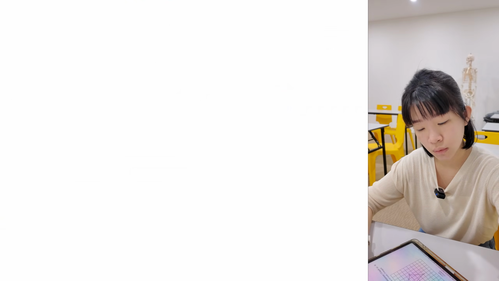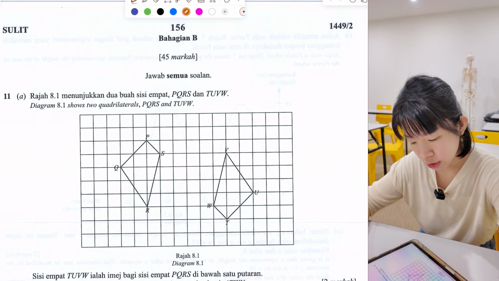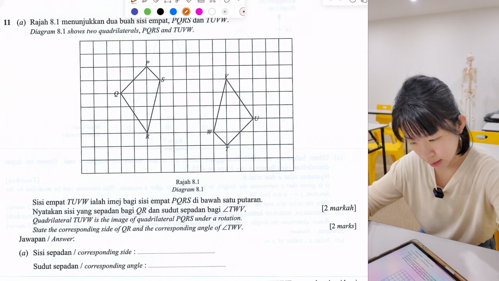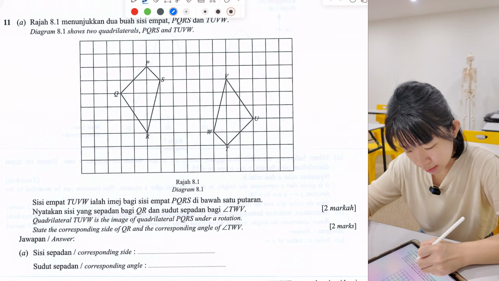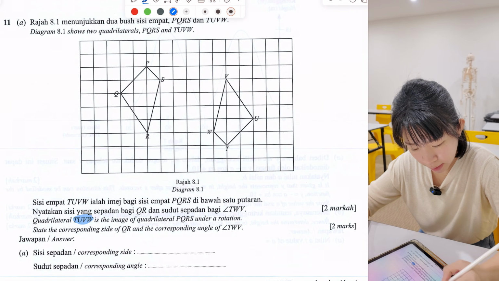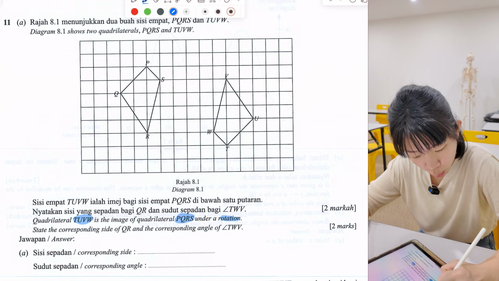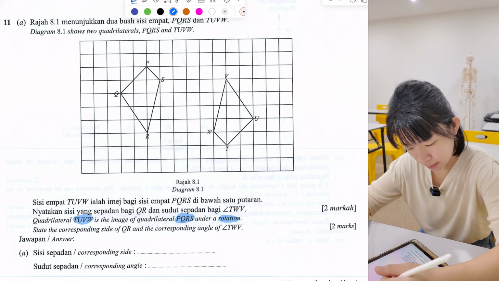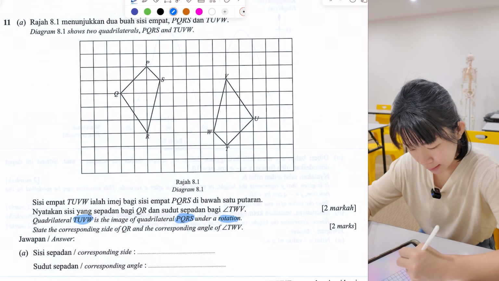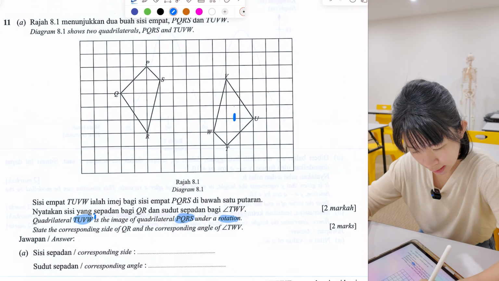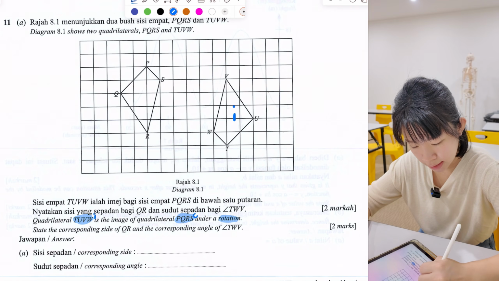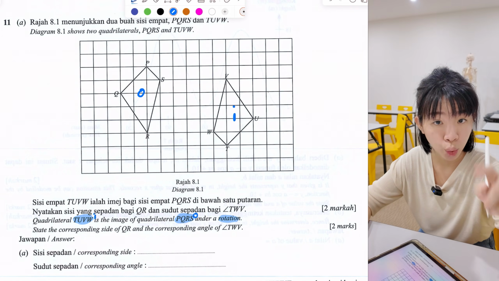Let's go. Question 11, transformation. It shows two quadrilaterals. They say quadrilateral TUVW is the image of PQRS under rotation. So TUVW is the image, and PQRS is the object, under rotation.